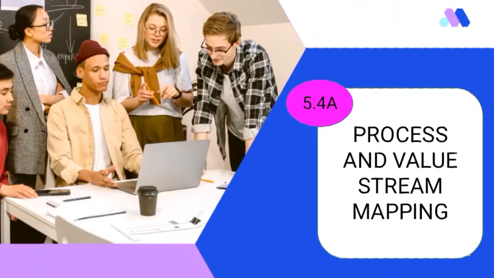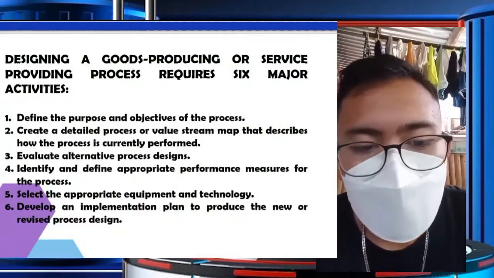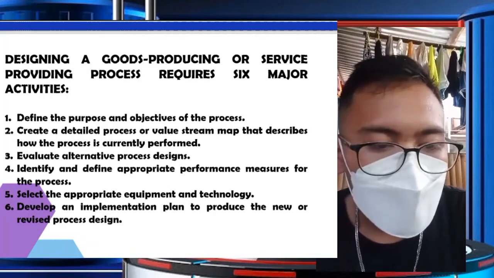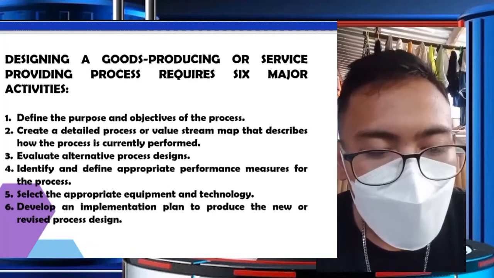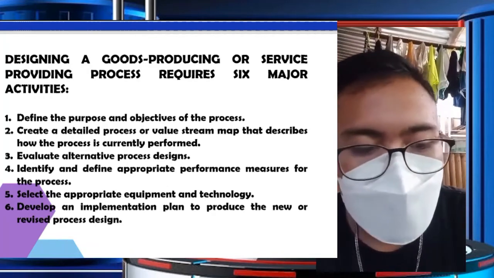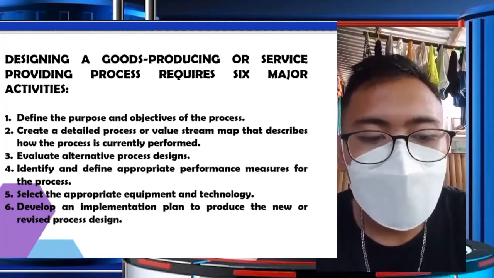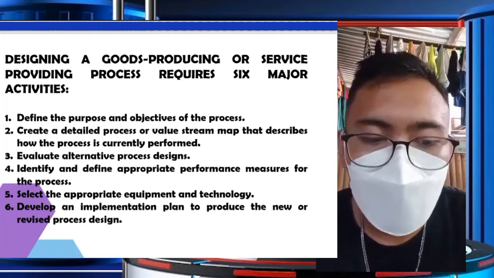And the next is process and value stream mapping. Designing goods, products, or service-providing processes requires six major activities. One, define the purpose and objective of the process. Two, create a detailed process or value stream map that describes how the process is currently performed.